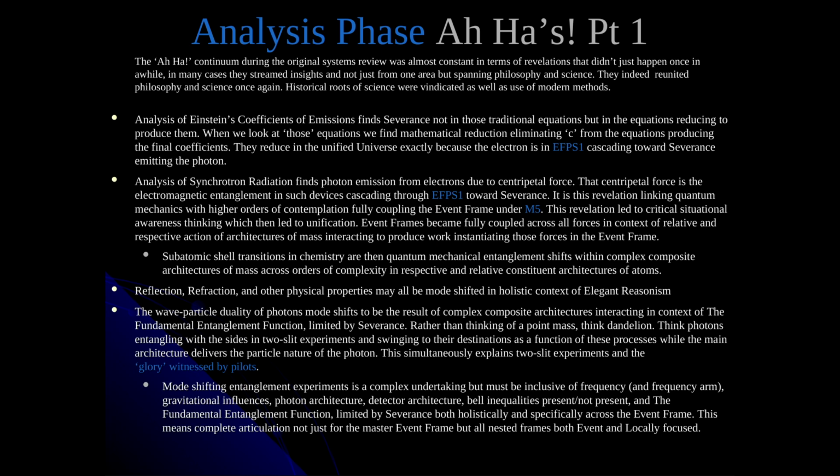And so it allowed us to understand that in each of these different cases, the mechanism that's imparting the centripetal force that produces the photon in the system is entanglement. It is the fundamental entanglement function limited by severance that produces those photons. And that's why we have the consistency for the speed of light and the constancy that we do. It is fundamentally intrinsic to the intrinsic nature of MBPs.